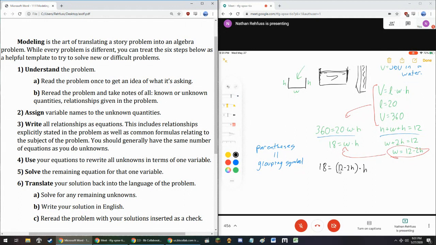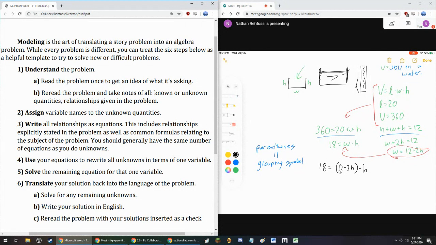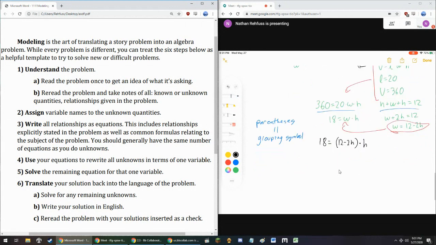And it looks like we're in pretty much the same situation as the last problem now. We're going to be solving a quadratic in a moment. So I'll write 18 equals, I'll distribute the h now, 12h minus 2h squared. There's a couple of things I can do here. I know that I'm better off if everything's on one side, so I'll add 2h squared.